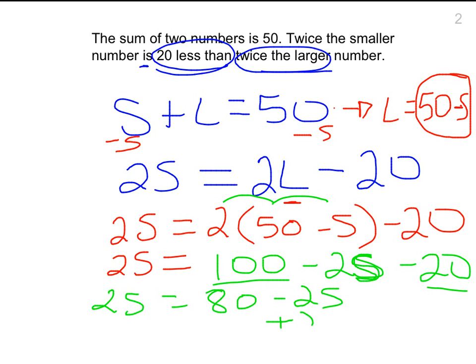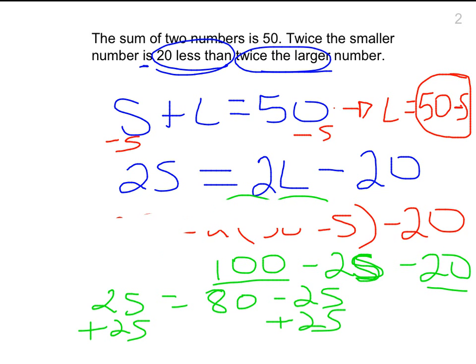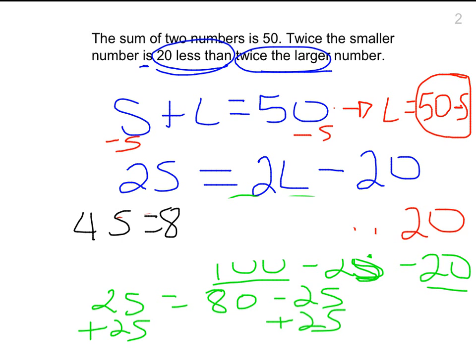And we can get the S's together. So we end up, I'm going to have to erase a little bit here. I'll erase right here. So we end up with 4S equals 80. And I got that from 2S plus 2S, and then the 80 is left over.